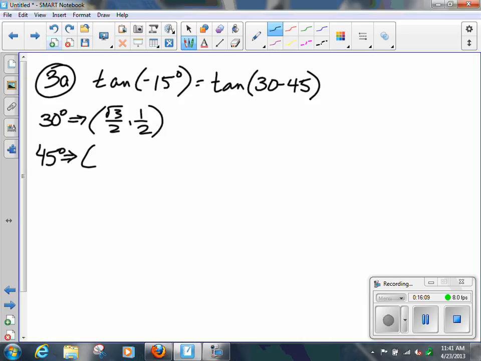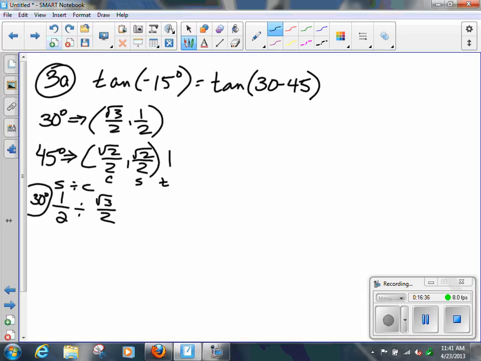Terminal point for 45, root 2 over 2, root 2 over 2. But hello, we need the tangent value, don't we? Tangent is sine divided by cosine. Well, the tangent value of 45 is easy because it is 1. The tangent value for 30, not so easy. But I am going to go sine divided by cosine. This is for my 30-degree angle. You with me? That's what you did.